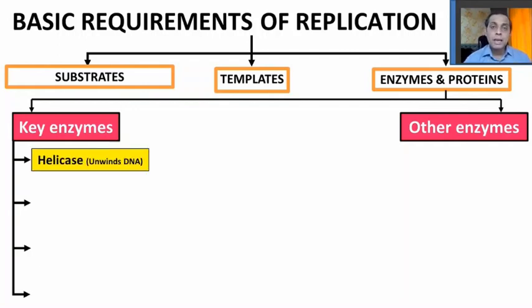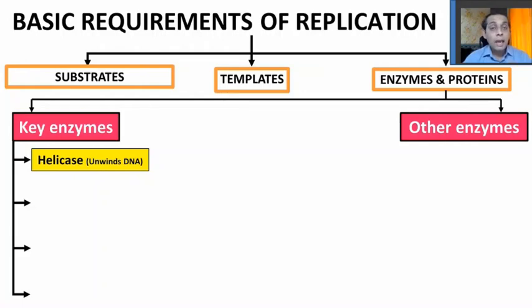The first is helicase. In order to replicate, the DNA is tightly coiled around itself. If it has to replicate, the helix has to open up. To open the helix, the bonds between the two strands have to break. So to break the hydrogen bonds and open the helix, there is an enzyme responsible which unwinds DNA.